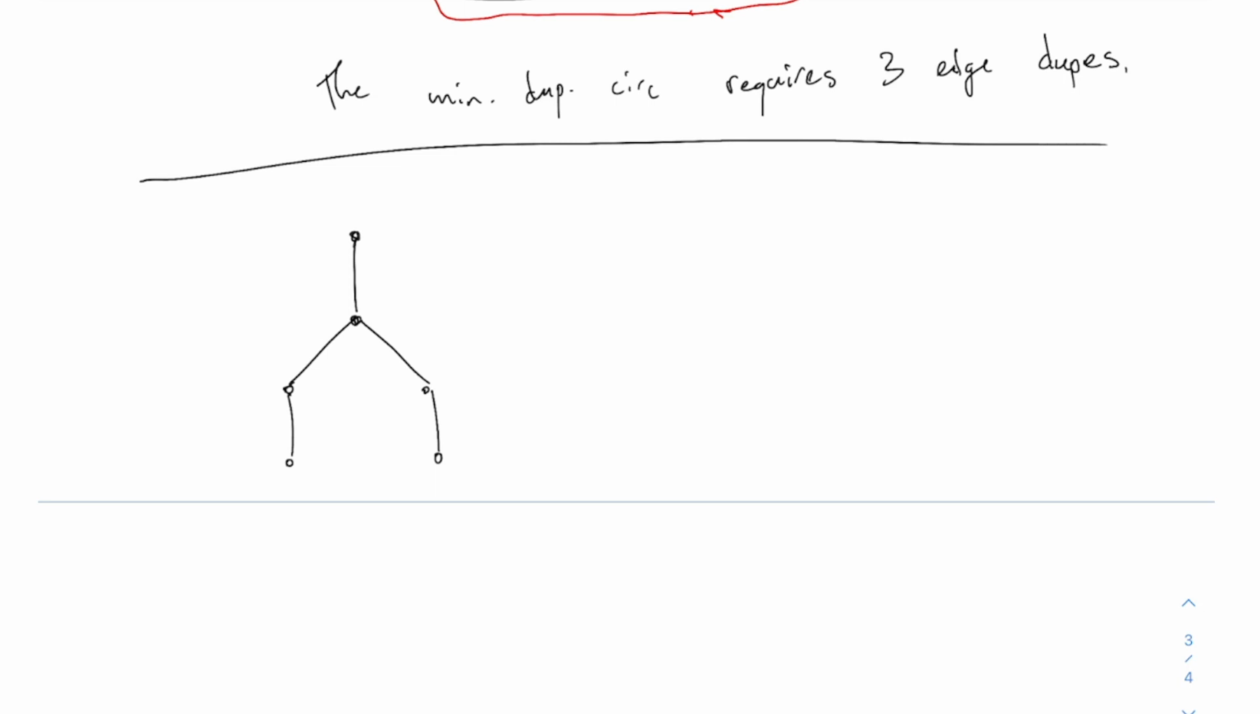How many duplications are necessary here? You should look at the degrees. I see 1, 3, 2, 1, 1, 2. Right? Those are the degrees. The odd ones are what you want to focus on. 1 is odd, 3 is odd. All right, so I have 4 odd degree vertices.